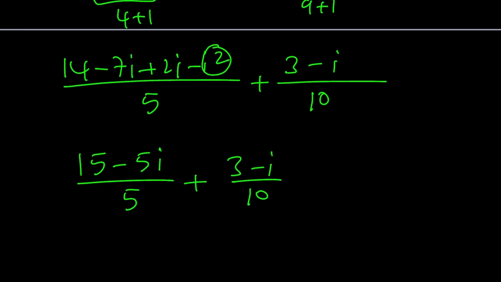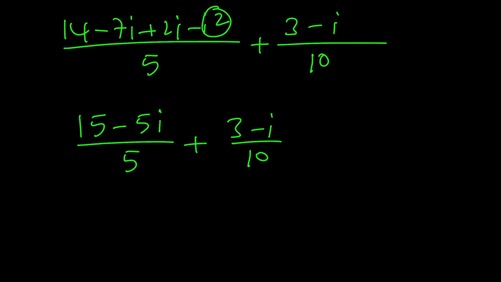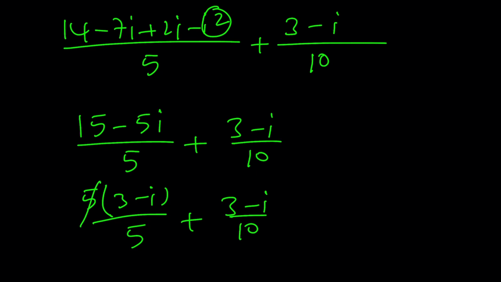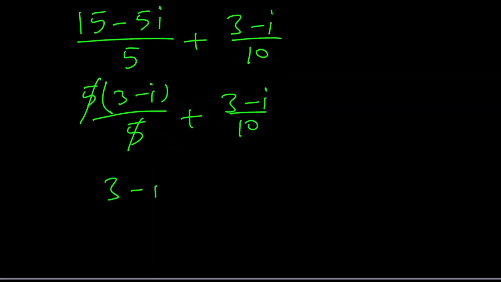Now, a couple of things we can do. First of all, we can divide everything by 5 on the left-hand side. So let's go ahead and factor out a 5. It's going to give me 3 minus i over 5. And it's going to be 3 minus i over 10. 5 cancels out, and I end up with something like this: 3 minus i over 1 plus 3 minus i over 10. So I told you this is going to incorporate a lot of elements. That's what I wanted to do. Hopefully I achieved that. But now we're going to add two complex numbers.